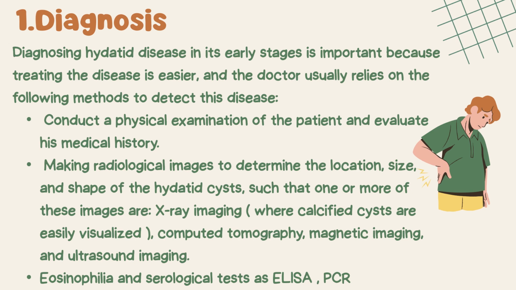Conduct a physical examination of the patient and evaluate his medical history, making radiological images to determine the location, size, and shape of the Hydatid disease, such that one or more of these images are X-ray imaging, where calcified cysts are easily visualized, computed tomography, magnetic resonance imaging, and ultrasound imaging. Eosinophilia and serological tests are ELISA and PCR.